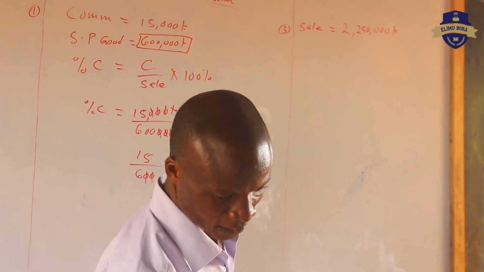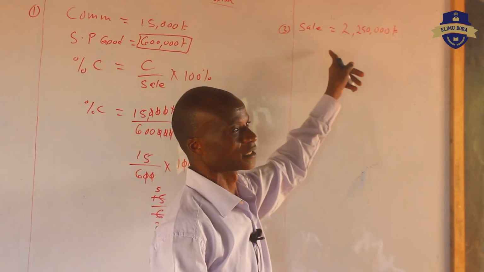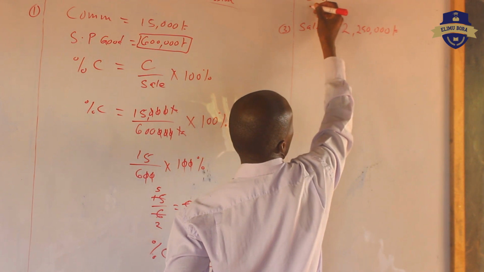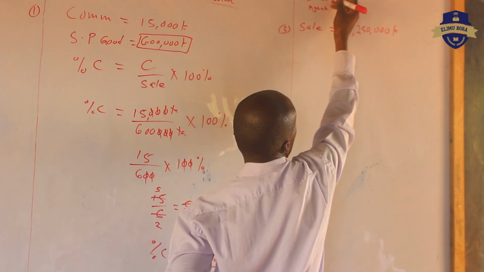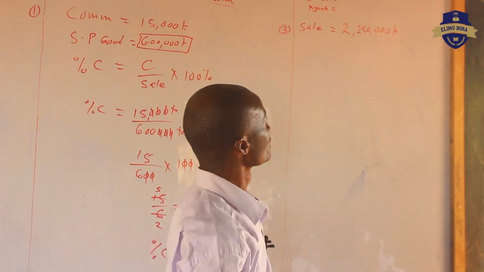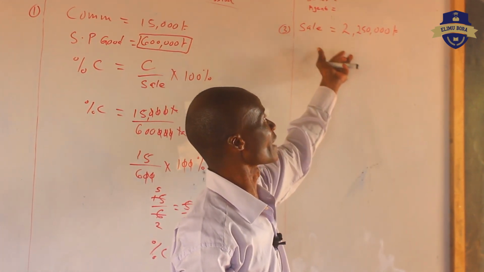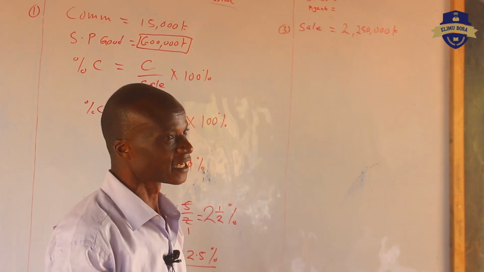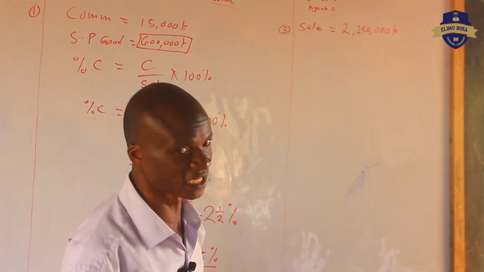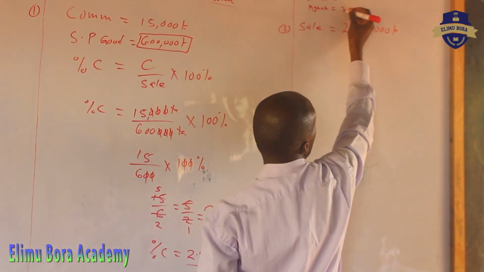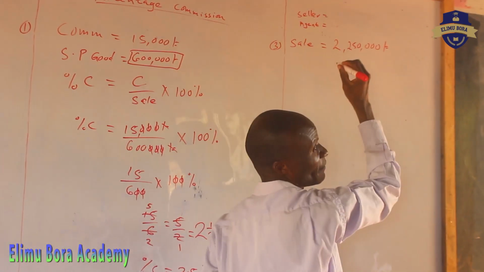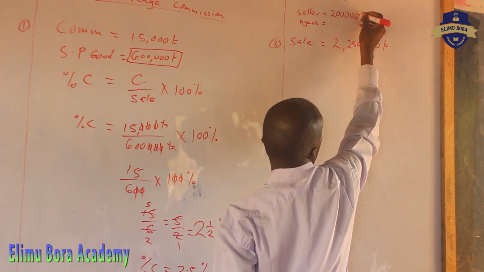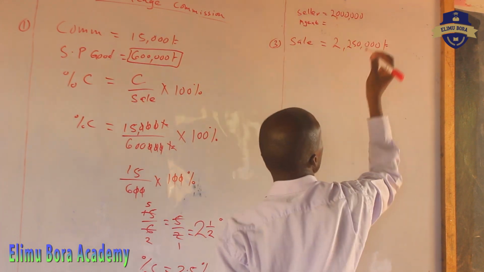He received. Here we have two people: the seller and the agent. So the seller sold the land at 2,250,000. Then the seller received 2 million shillings.